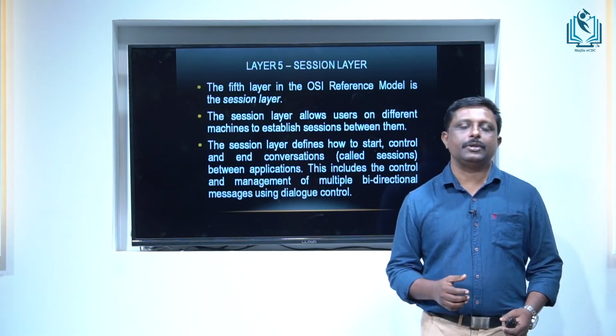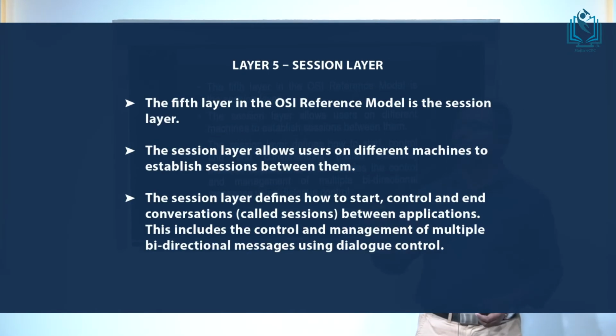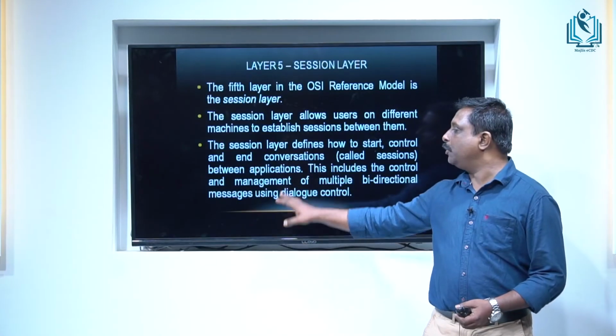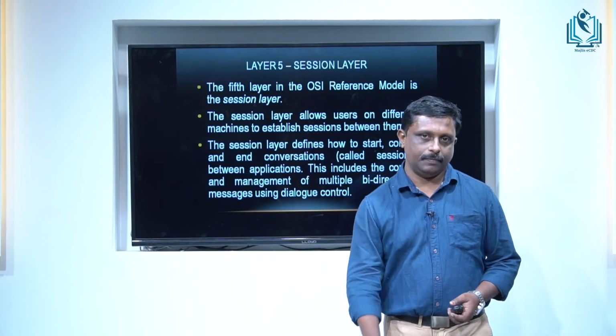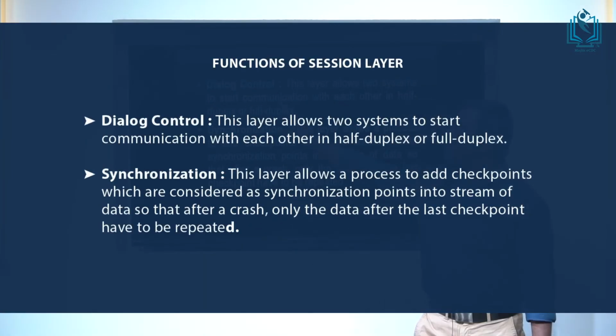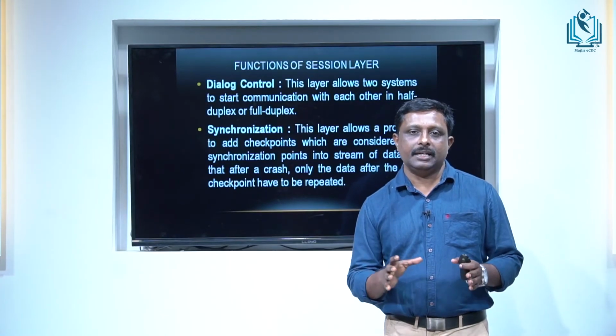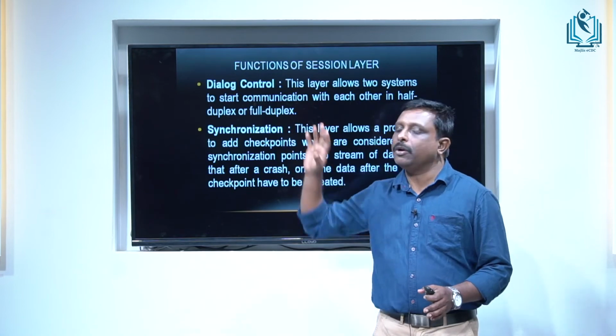Next we are going to discuss the session layer. The session layer is mainly used to define how to start, control, and end conversations between applications. Functions of the session layer. The first function is dialogue control. This layer allows two systems to start communication with each other in half duplex or full duplex mode. Two processes can communicate with each other through dialogue control.